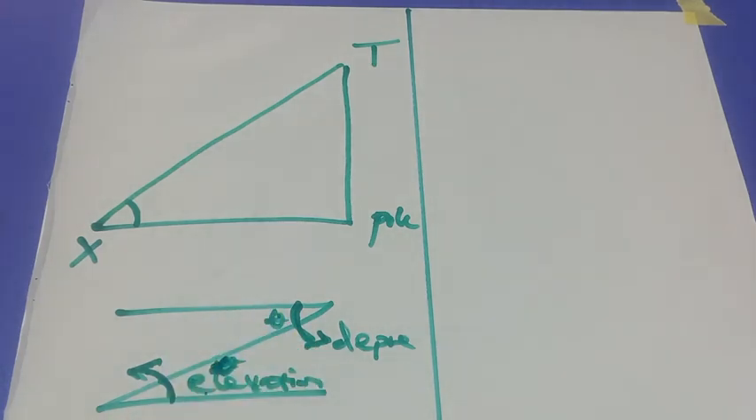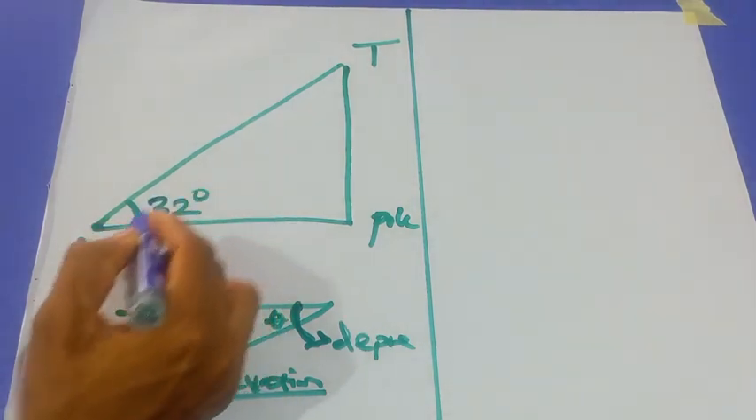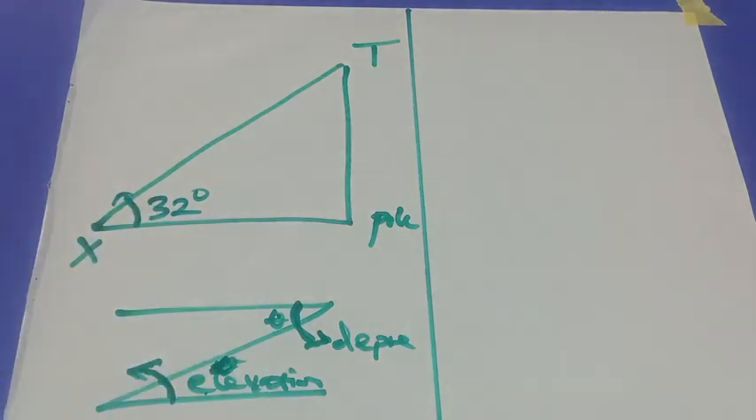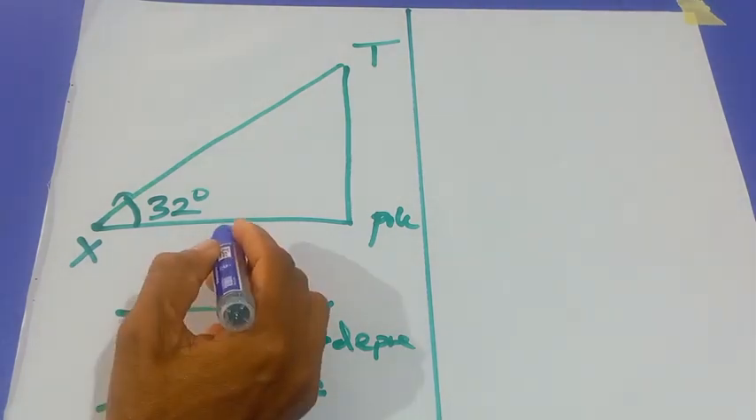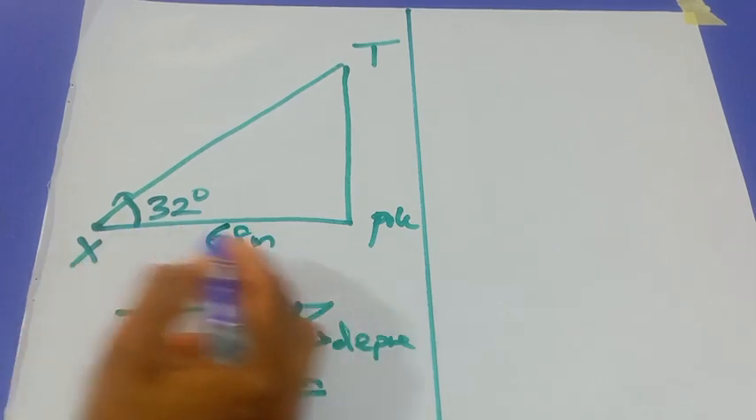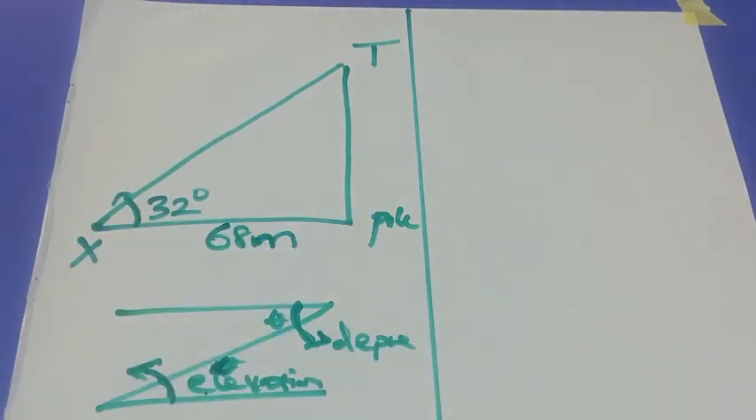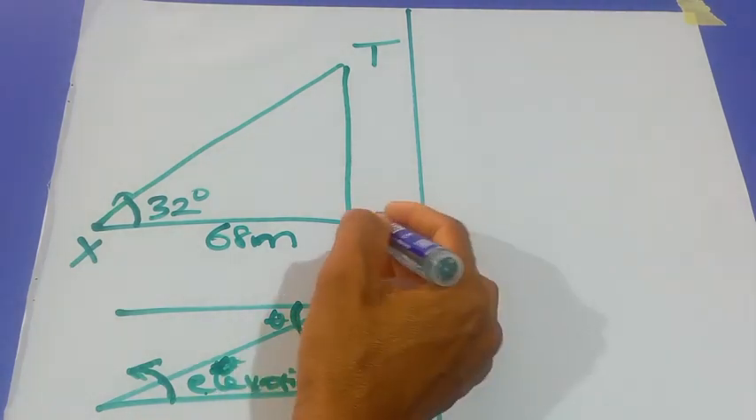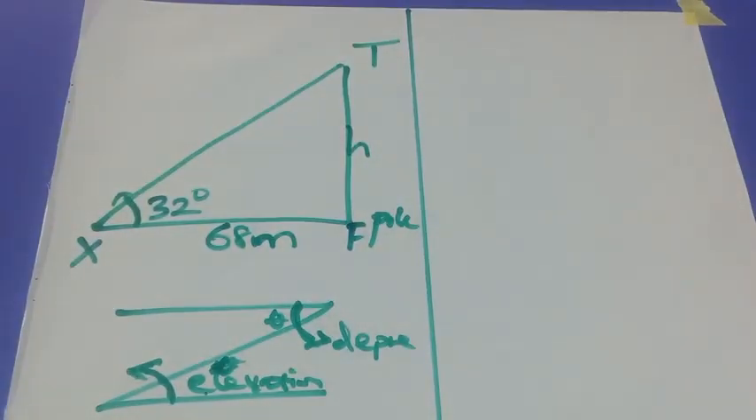It will be very easy for you to know that the angle of elevation is 32 degrees, going up. Remember, depression is coming down. Now, if x is 68 meters away from the foot, that's the distance from x to that point, calculate the height. We are looking for h. This is very easy to calculate.